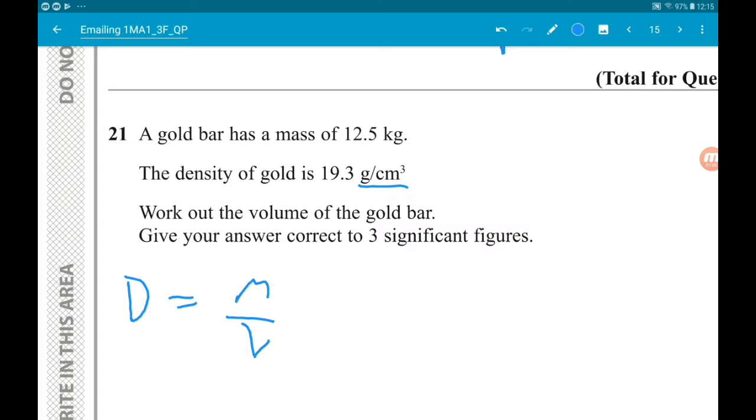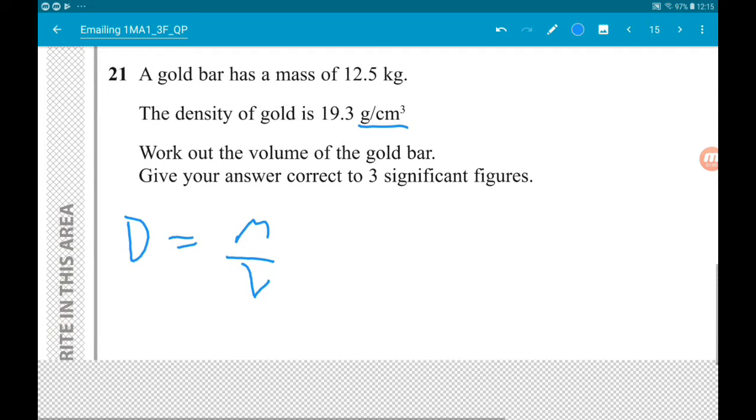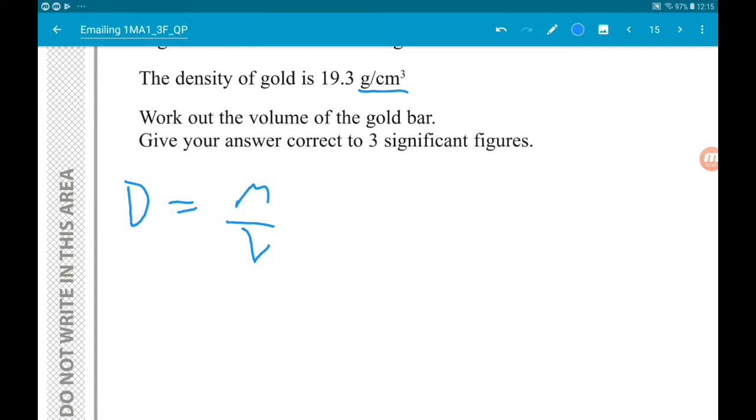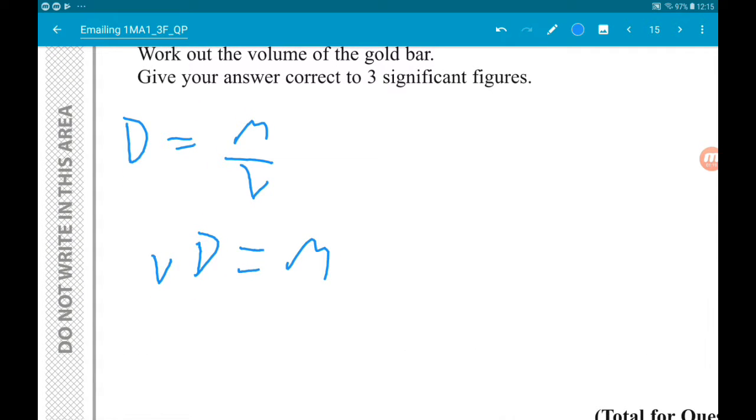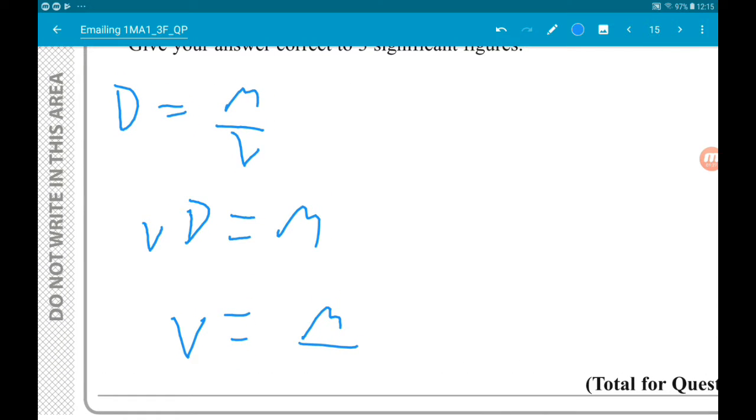Now what we're trying to find is the volume. So if we multiply through by V, we get V times D is equal to mass. And then if we divide through by density, we get volume is mass over density.